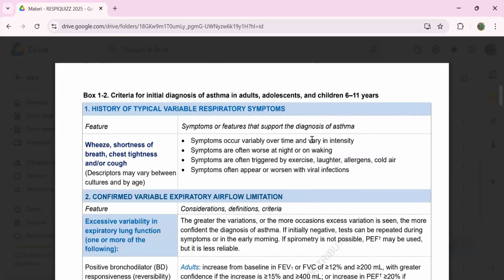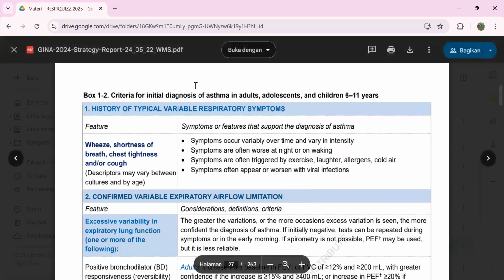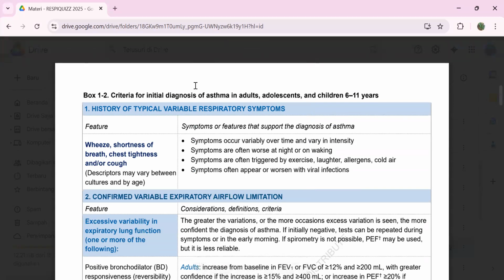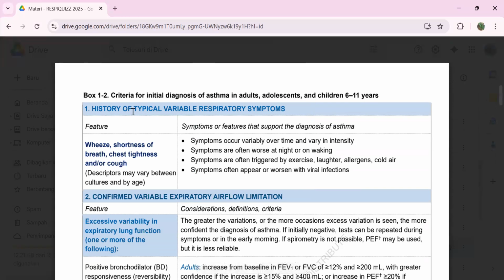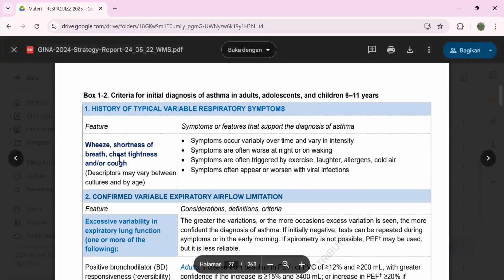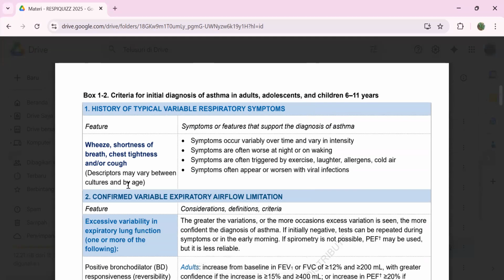Boxes 1-1 and 1-2: criteria for initial diagnosis of asthma in adults, adolescents, and children 6 to 11 years. History of typical variable respiratory symptoms. Feature: wheeze, shortness of breath, chest tightness, and/or cough. Descriptors may vary between cultures and by age.